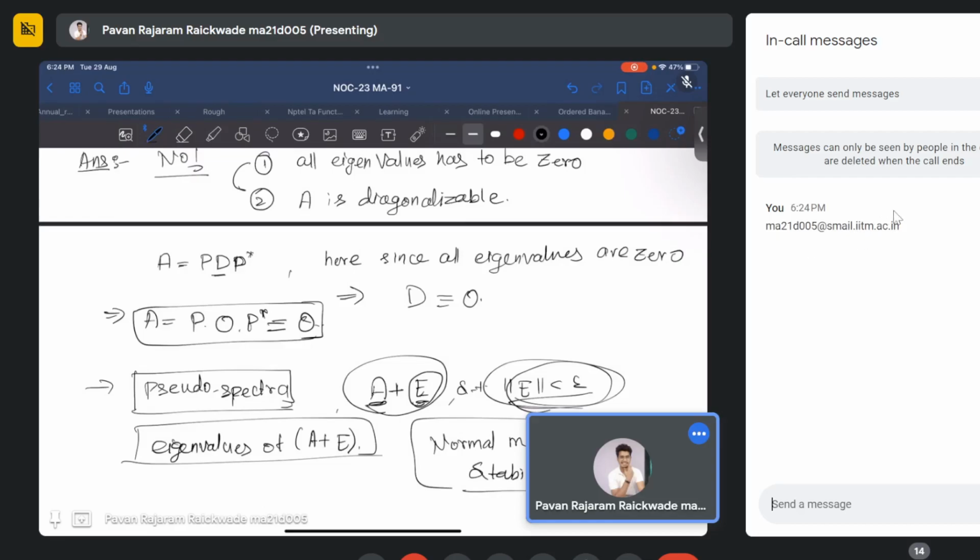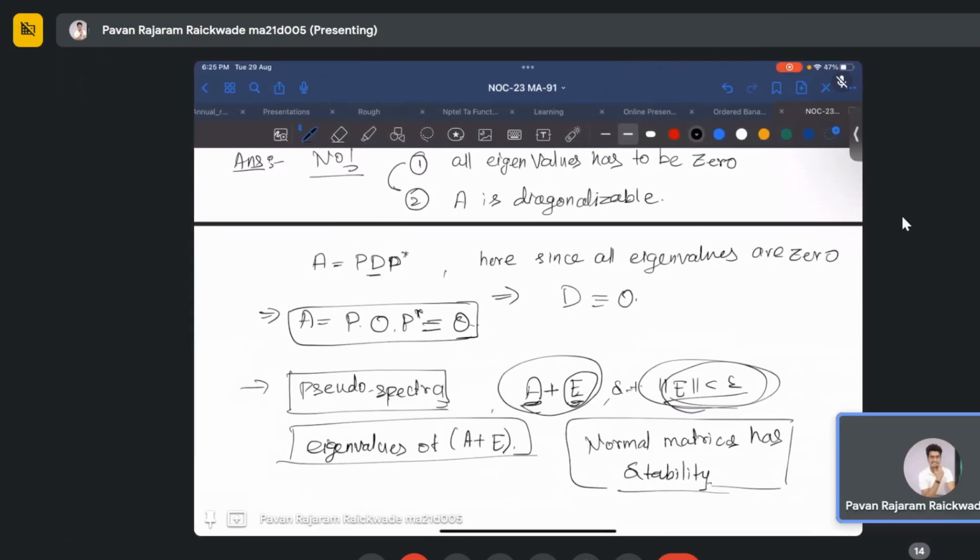Yes, I wrote my email ID in the chat box. You can email me if you have some doubts. But for this particular concern, it's better if you email the professor directly. Okay, sir. Thank you, sir.